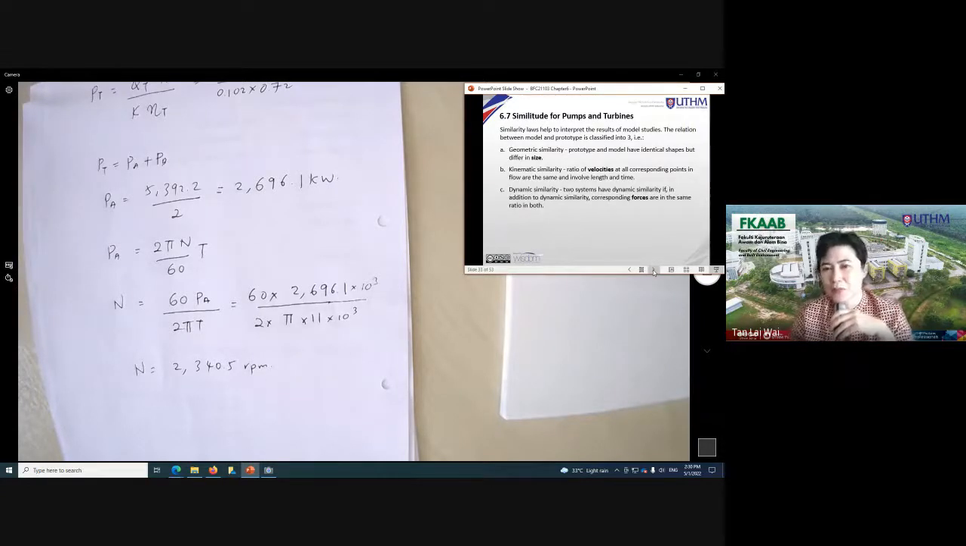And then dynamic similarity, if you still remember, normally you have M and T. That means actually MLT, or FLT, where F is the force. The dimensions that are involved in dynamic similarity would be mass, length and time. Sometimes it only involves mass and time. As long as it has mass and time, that means it's dynamic similarity already. But typically you have MLT.